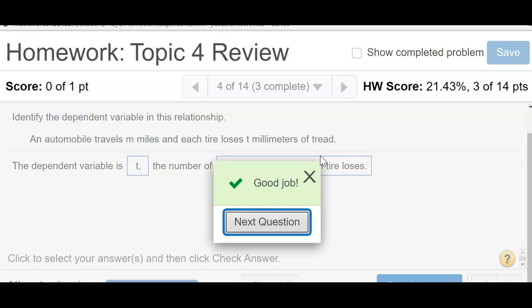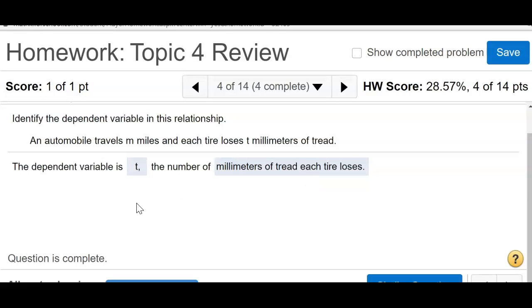The dependent variable comes second. It is the result. Okay, so first the automobile has to travel a certain amount of miles. It's going to drive. The result of it driving so far is it loses its thread. Does that make sense to everyone who had it incorrect? Hopefully so. Okay.